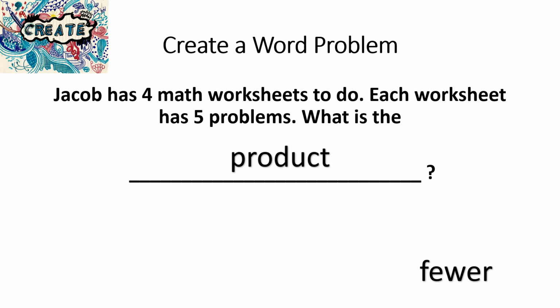Jacob has 4 math worksheets to do. Each worksheet has 5 problems. What is the product? We have 2 factors, 4 multiplied by 5. I challenge you to solve the problem. You can draw an array, an equal group, or skip count by 4 or 5. Great job. 4 times 5 equals 20. He has 4 math worksheets, 5 problems on each worksheet.